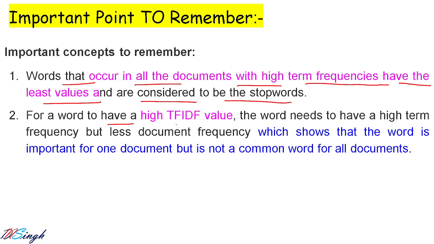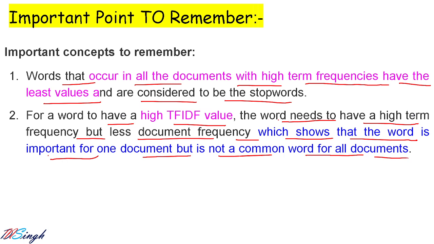For a word having high TF-IDF value, the word needs to have high term frequency but less document frequency, which shows that the word is important for one document but it is not a common word for all the documents. अगर आपकी हाई TF-IDF की वैल्यू है तो इसके लिए क्या जरूरी है, टर्म फ्रीक्वेंसी हाई हो लेकिन डॉक्यूमेंट फ्रीक्वेंसी क्या हो, उसकी लो हो.